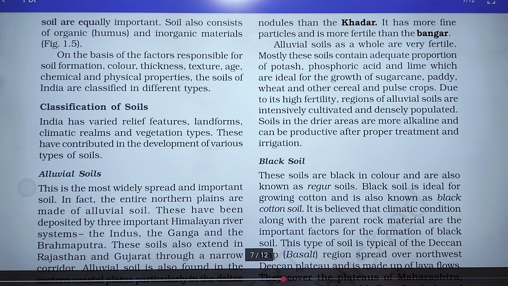It is the most fertile soil in India, and it is spread over 40% of the area of India. Alluvial soil is mostly found in the northern plains and coastal plains of India, deposited by the Ganga, Brahmaputra and Indus rivers in the northern plains, and by the deltas of the Mahanadi, Godavari, Krishna and Kaveri on the coastal areas.